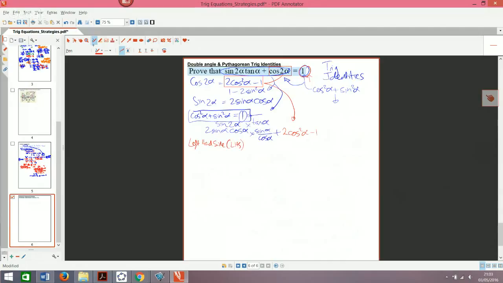So what have I got? I've got then 2 sine alpha. Remember, you can freeze this video anytime and try to work the rest of it out yourself, and then press play to see if you're right.